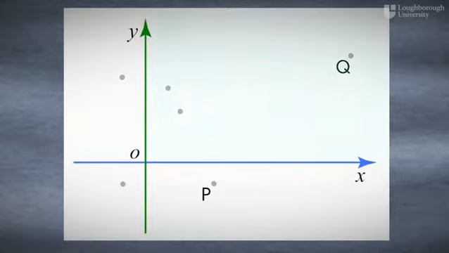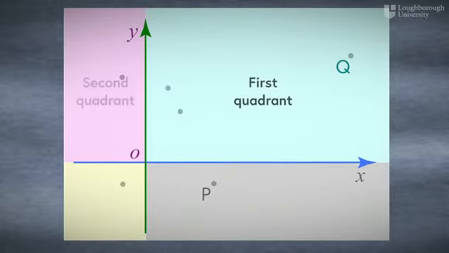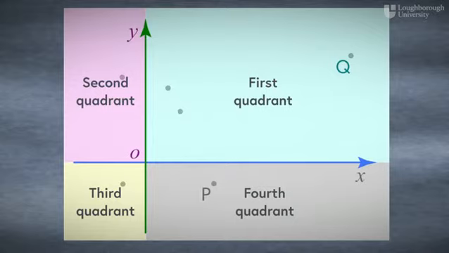Notice that the two axes divide the plane into four distinct sections. We call these the first, second, third and fourth quadrants. Every point in the plane lies in one of these quadrants or on the axes. Now at least we know which quadrant each of our points lies in, or which axis it lies on. But this is still not precise enough to tell us exactly where the points are.